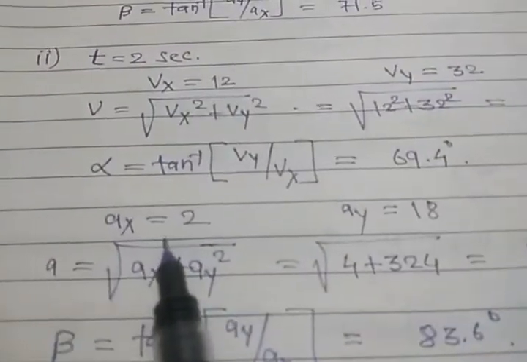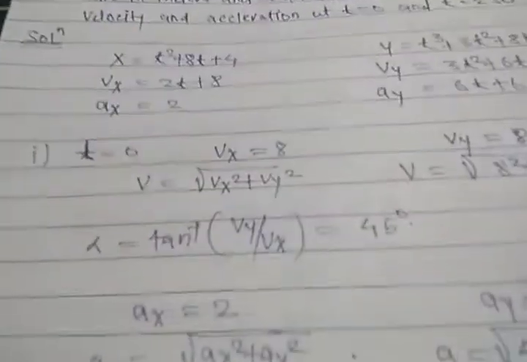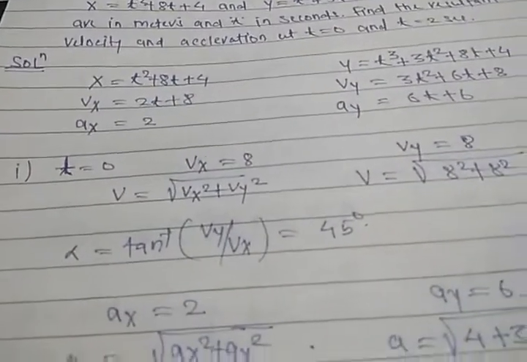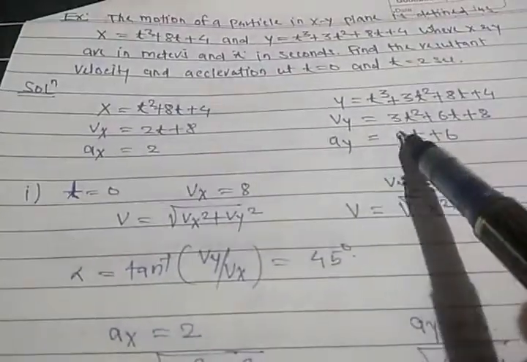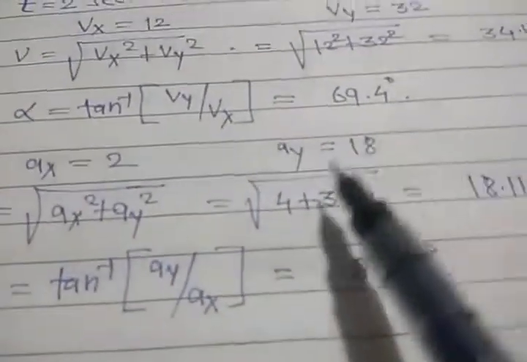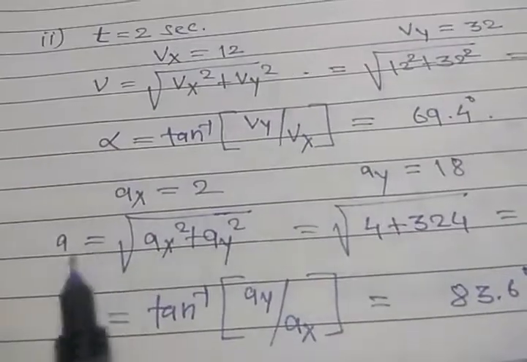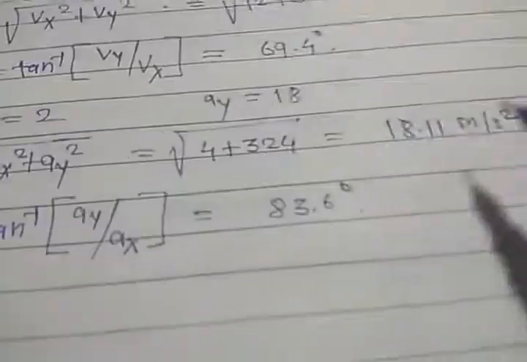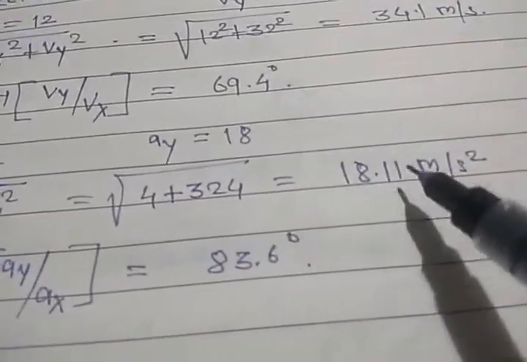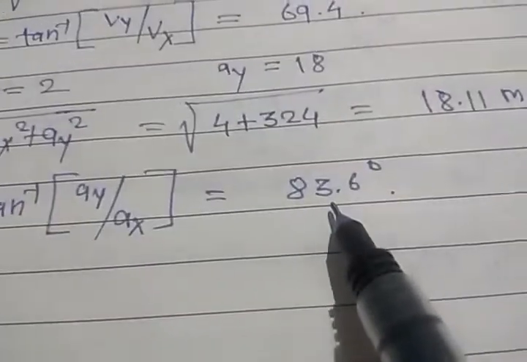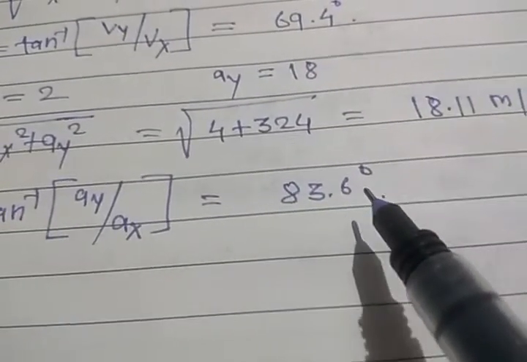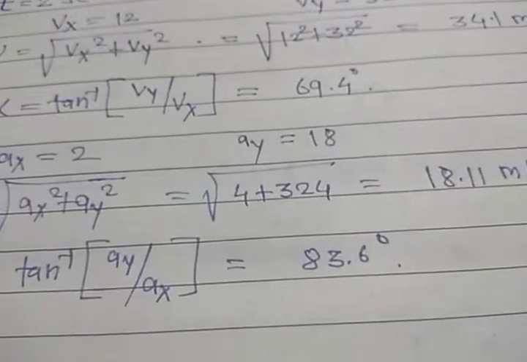Next, ax is 2 and ay is 18. See, ax is 2 and ay for t equal to 2 is 6 into 2 plus 6, 12 plus 6, it's 18, so ay is equal to 18. So a is equal to square root of ax square plus ay square, we know this, 18.11 meter per second square. Beta, tan inverse of ay upon ax, comes out to be 83.6 degrees. Okay, next question.